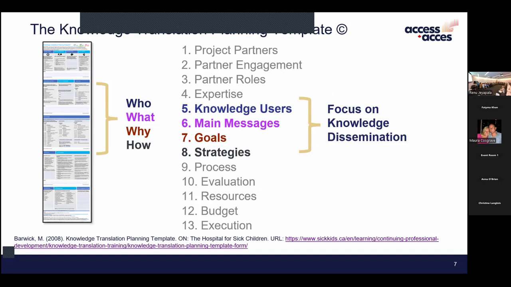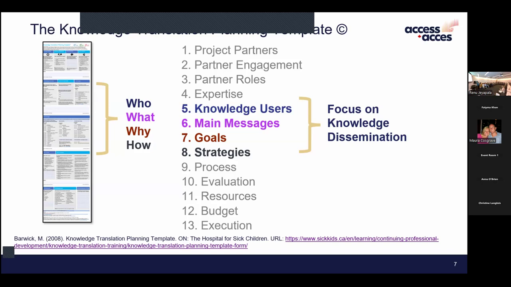Shown here is Melanie Barwick's knowledge translation template. This is considered to be the golden standard. It's only here for context. You can find it on the SickKids website if you type in knowledge translation. We're certainly not going to go through the whole document, as that would take far too long, but I highly recommend the training offered at SickKids.